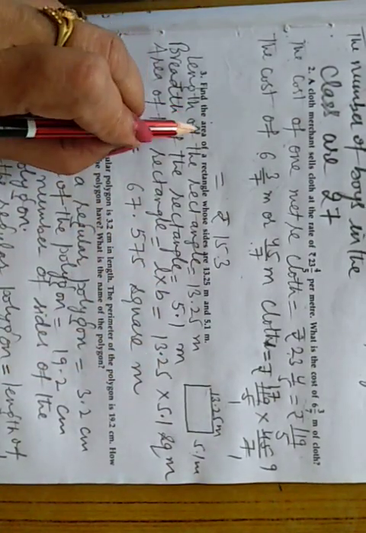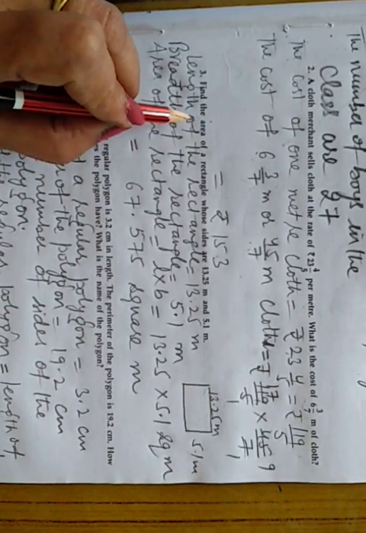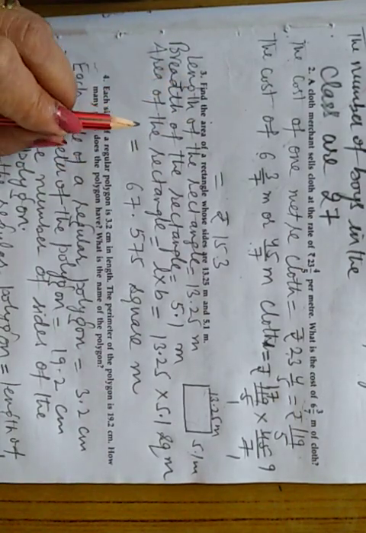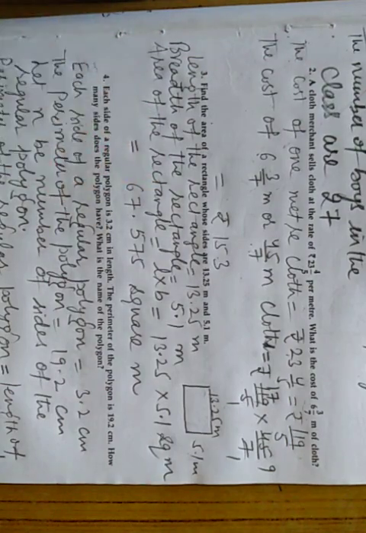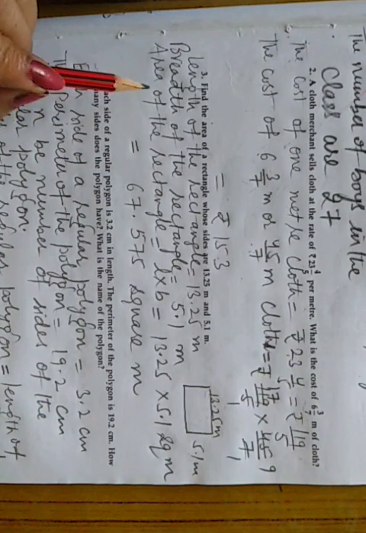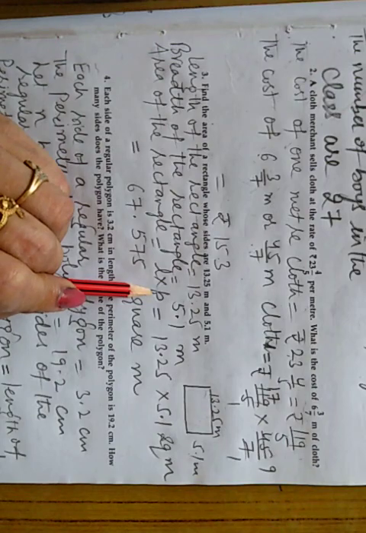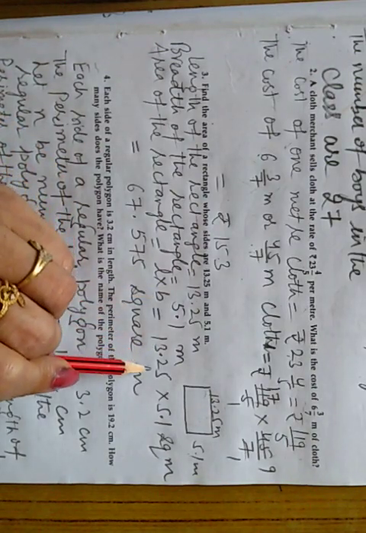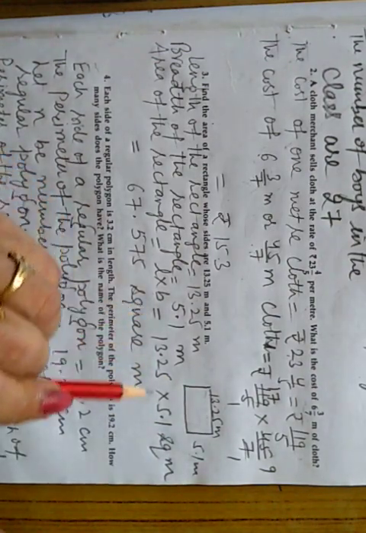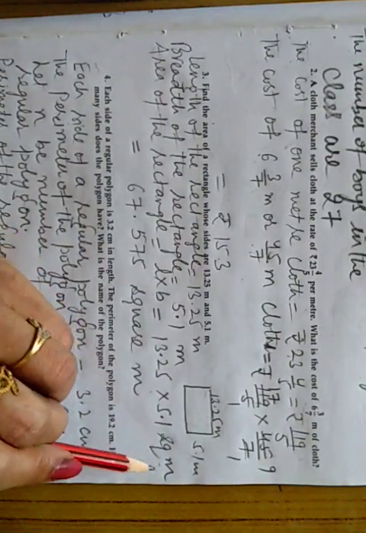You are asked to find the area of the rectangle, and in your previous classes you have learned formulas for area and perimeter of rectangle and square. In the case of the area of a rectangle, you will write the area of the rectangle is length multiplied by breadth. So it is equal to 13.25 multiplied by 5.1. When area is to be found, we write area in square meters.